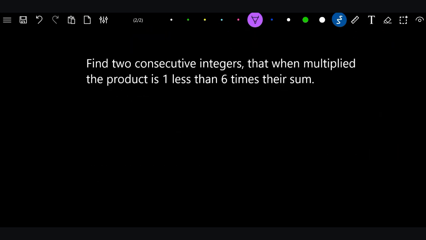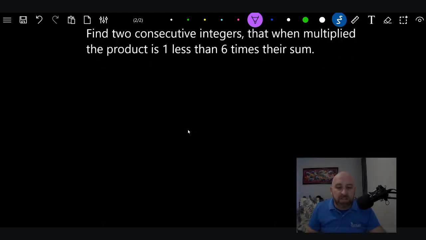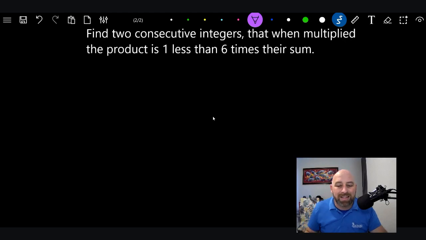The next one is a little bit more complicated. You're like, wait, more complicated than that one? Yes, it's a little bit more complicated. So let's jump over to page number 270, page 270. Let's do C. Find 2 consecutive integers that when multiplied, the product is 1 less than 6 times their sum.